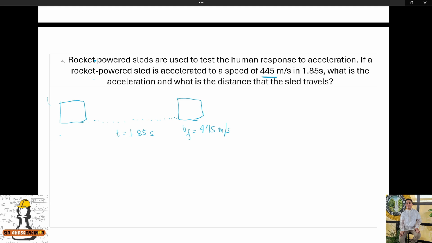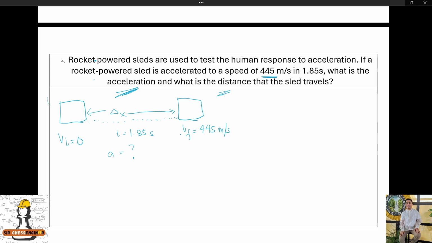So initially, our sled started from rest. We will assume that our sled started from rest. And the question here: what is the acceleration and what is the distance that the sled traveled? The distance will be your displacement from rest until it reaches 445 meters per second, and we are also asked for the acceleration.